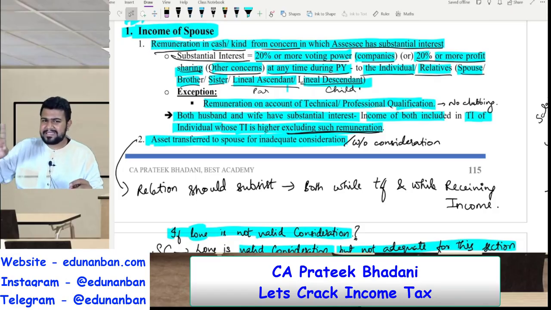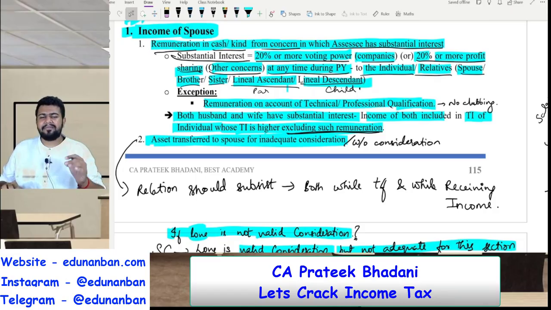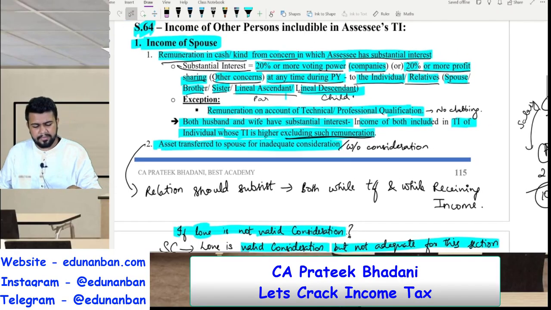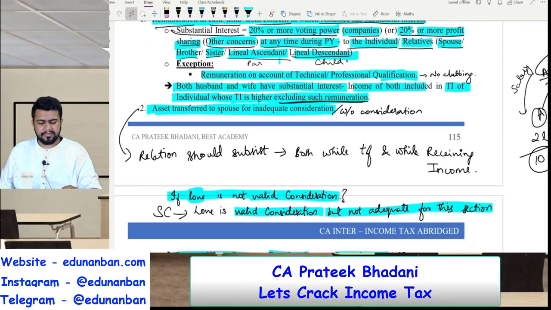If my wife is receiving the salary and she has the professional or technical qualification for that job, and she is receiving the salary appropriate for that job, in such case the income will not be clubbed in the hands of the transferor. So if my wife is professionally or technically qualified, then the income will not be clubbed. She will only pay the tax on the income. I will pay the tax on my own income. So I hope you are clear with the provision.